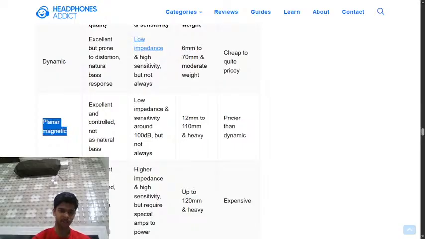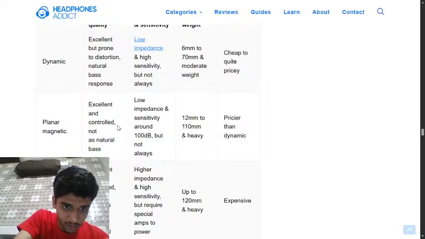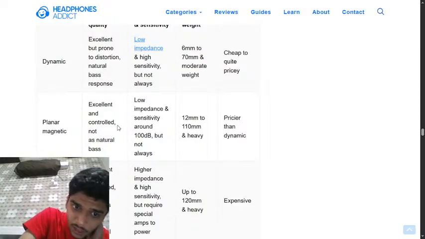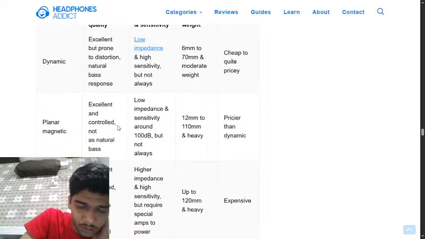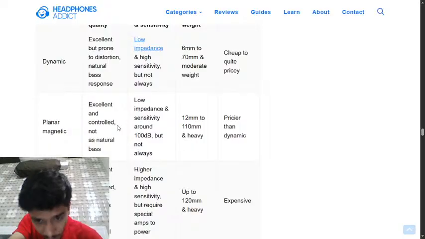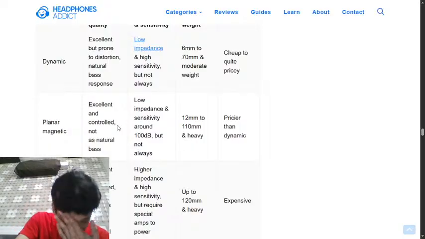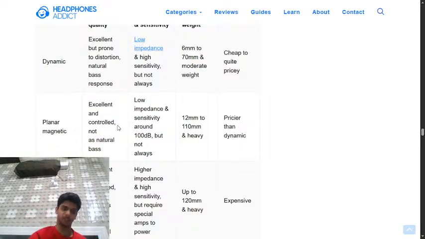So here, planar magnetic: excellent and controlled, not as natural bass. This is good, excellent tech and controlled. Both are low impedance and sensitivity around 100 dB, but not always. That's also good. 12 mm to 110 mm, and heavy. It's heavy though, but planar magnetic is also a good thing.